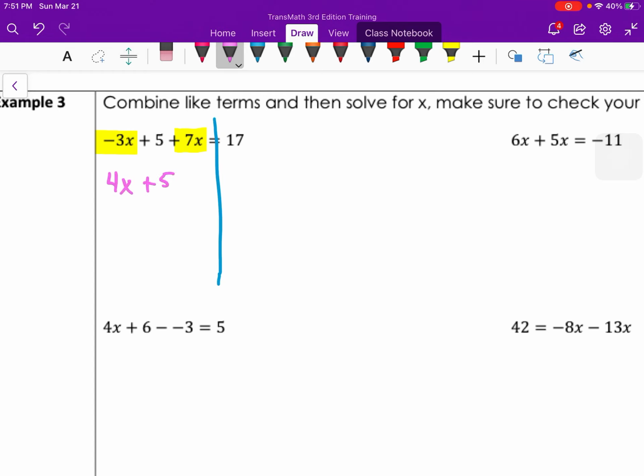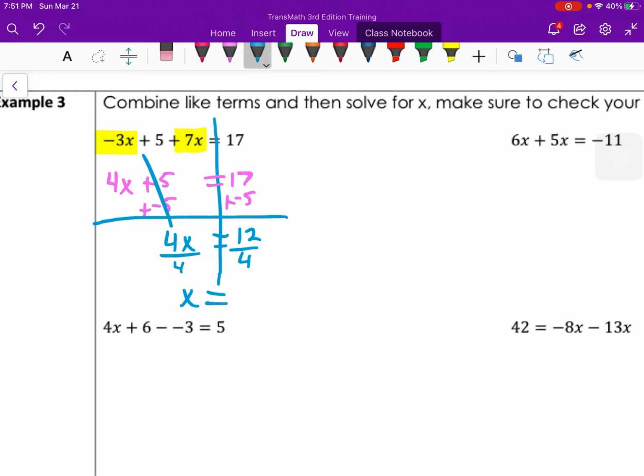There is no other constant to add to 5 equals 17. Now I can do my inverse operation, so I'm going to add a -5 to both sides, or I could have subtracted 5 from both sides. So I have 4x equals 17 plus a -5, or 17 minus 5 is 12. So now I can divide both sides by 4, so x equals 3.